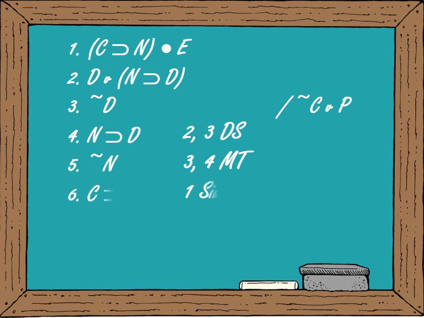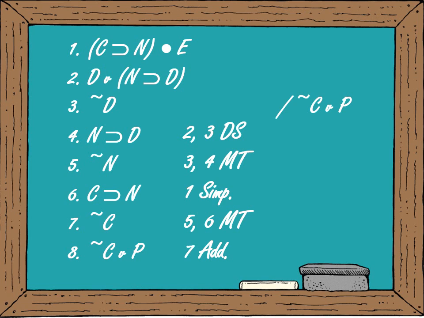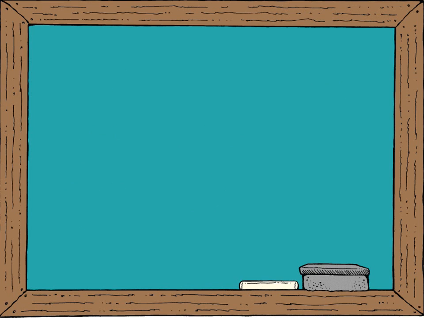Once we get to ~N, look up there. By simplifying premise number 1 using our conjunction rules, we can get C implies N and do another modus tollens. Once we do that, we've got our ~C, and that's all we need to get to the conclusion of this argument by addition. Let's try another proof. Let's try one more example.